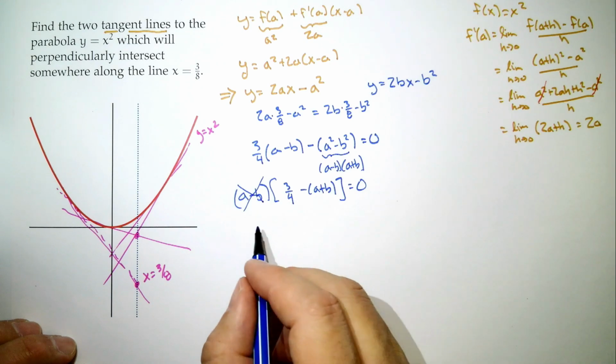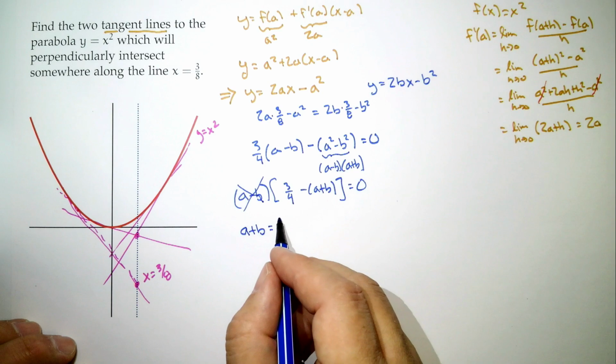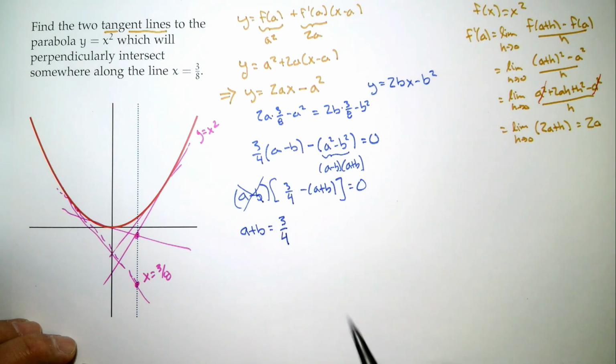And therefore, we can conclude that a plus b, whatever they turn out to be, they better add up to 3/4. We haven't found them yet, but we know that if we add the two values together, whether we take the tangent lines, it better add to 3/4. So that comes from the requirement that they both intersect at the line x equals 3/8.